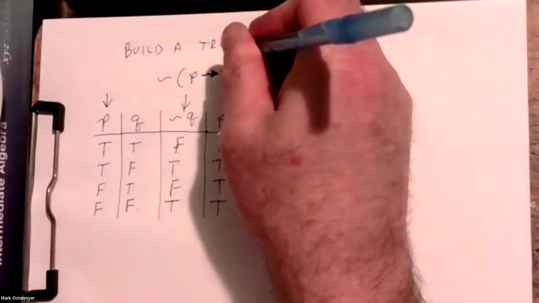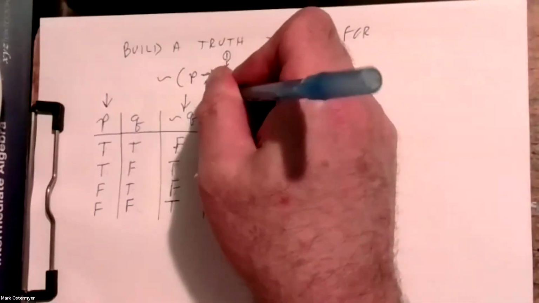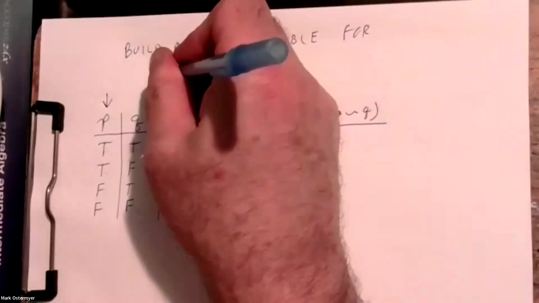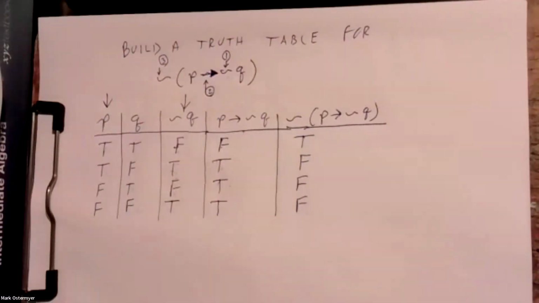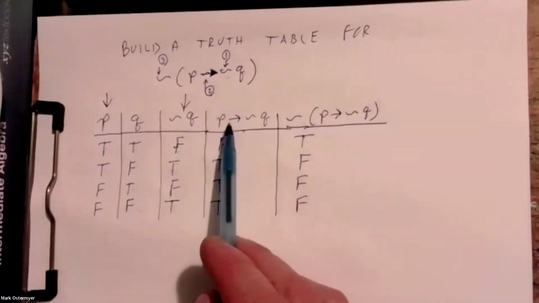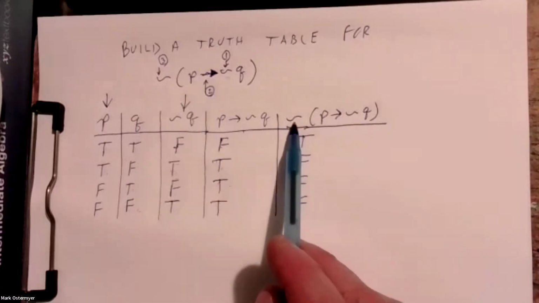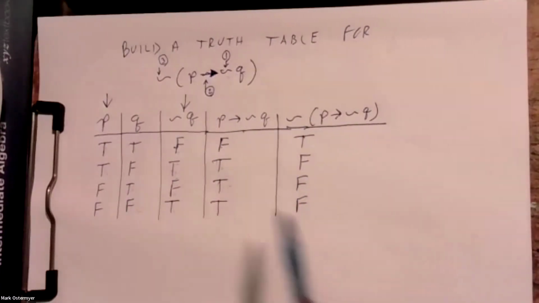So this was the order of operations here. We did what? We did the negation first. Then we did the what? The if-then second. And then we did the negation third, outside the parentheses. That was the order in which we proceeded, correct? That's the order in which we established our columns. First the negation, then the if-then, and then the negation outside the parentheses. And that's your truth table for that compound statement. Is this making any sense, how we're building these truth tables, ladies and gentlemen, for two-statement compound statements?